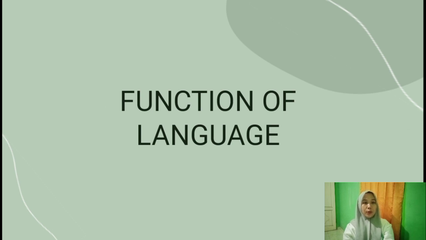Well, we go to the second topic or second material of this presentation, that is language function. So according to Jakobson's functions of language, there are 6 functions of language that are needed for communication to occur. In addition, there are 6 factors or elements in the communication process. Each function focuses on and interacts with a factor of the communication process. So what are the factors?